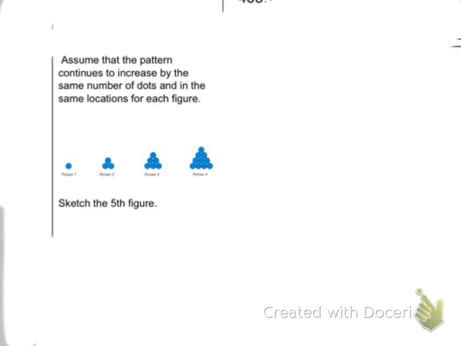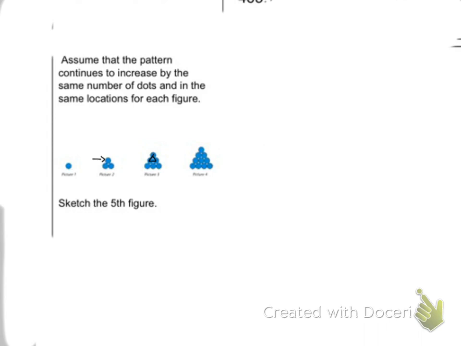Assume the pattern continues to increase by the same number of dots in the same location for each figure. Sketch the fifth figure. When you're looking at these, you can count the total number of dots, but you also want to notice how it is changing. When I look at figure 1, there's 1 dot. Figure 2 also has that same 1 dot, but 2 have been added to the bottom. Figure 3 has the exact same piece figure 2 had. A third row has been added.